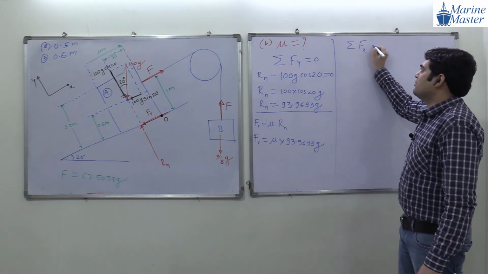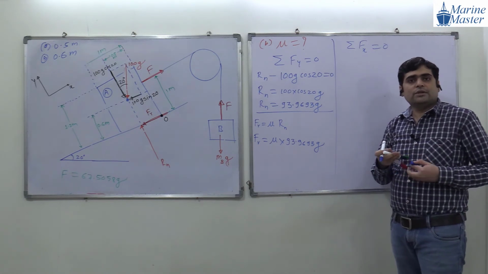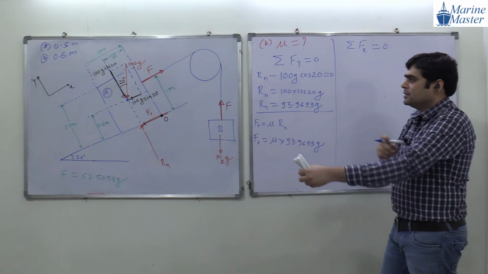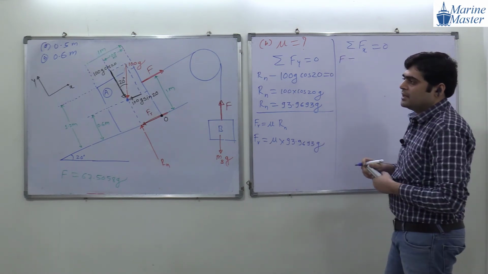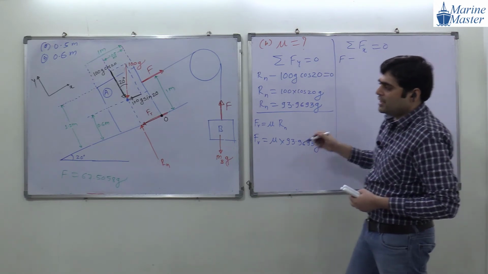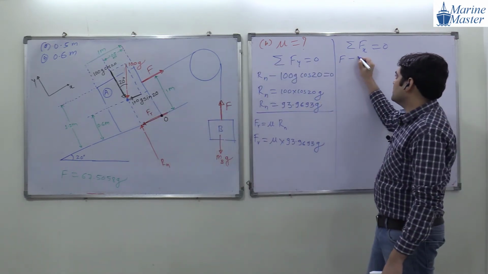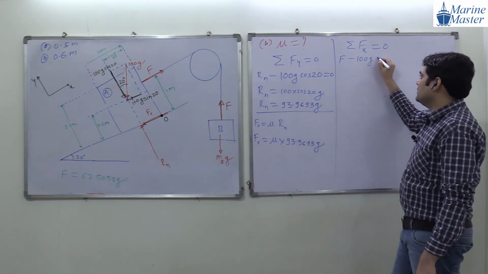Summation of forces in what, guys? X direction. What are the forces here in X direction? What will be the forces? F minus what, guys? F minus, here see, 100G sin 20, negative. So minus 100G sin 20.